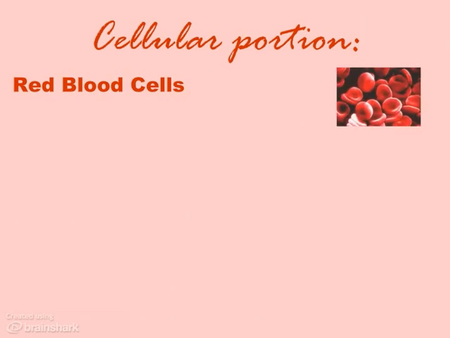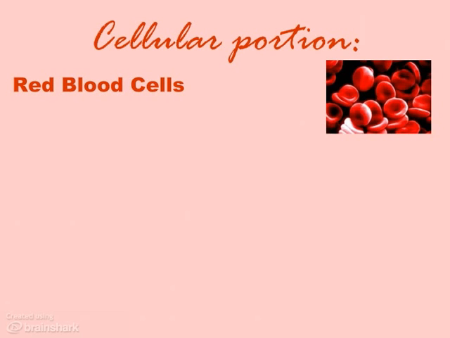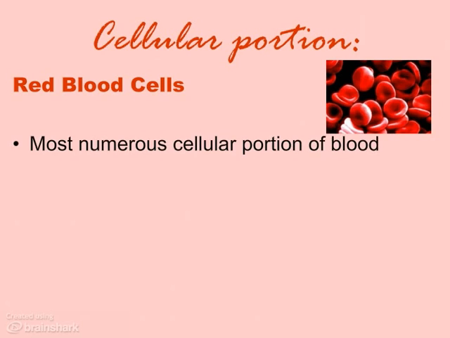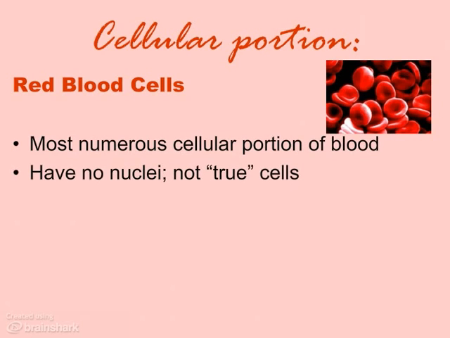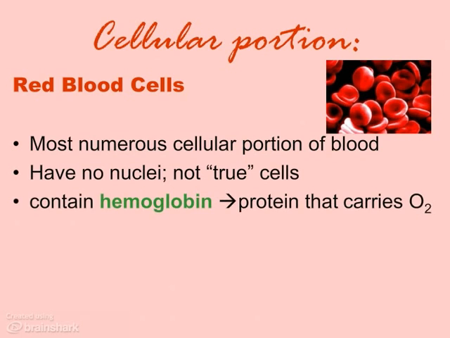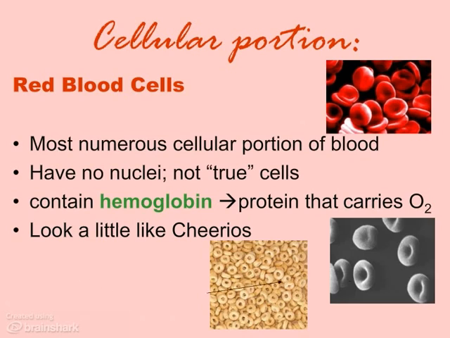Suspended in the liquid portion of blood is going to be the cellular portion. There are several parts of the cellular portions. One are the red blood cells. These are the most numerous part of the blood. They don't have nuclei, so we really don't need to call them cells. Sometimes we call them corpuscles.